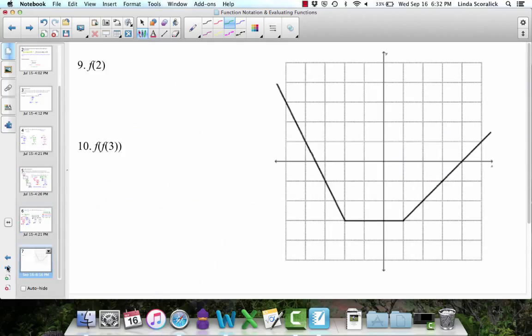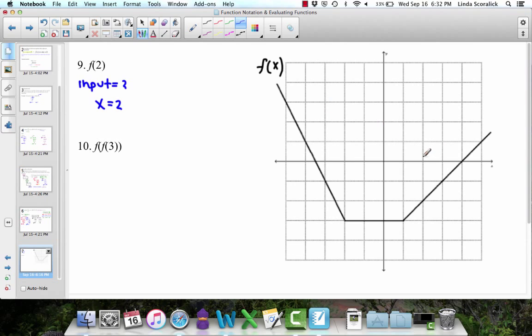All the examples that we've looked at previously have included algebraic representations of functions. We can also evaluate functions using graphical representations, and that's what we're going to look at here. You are presented here with a graph, and this is the graph of the function f. In example number 9, we are asked to find f of 2. So what's important that we recognize here is that the input is 2. That means that x is 2.